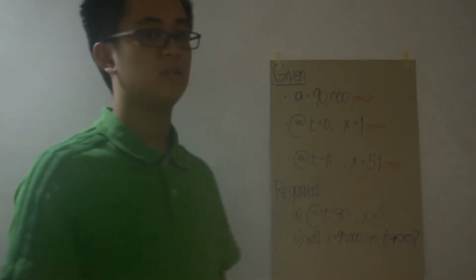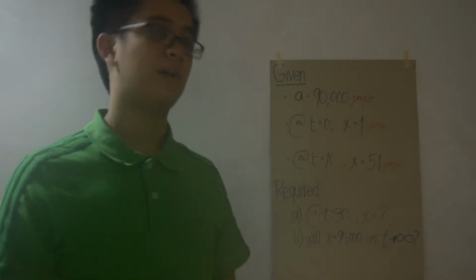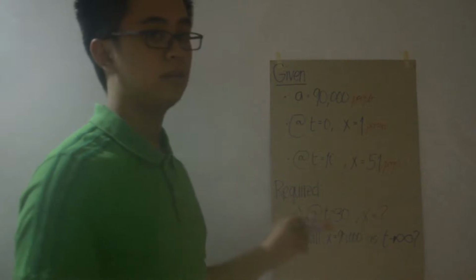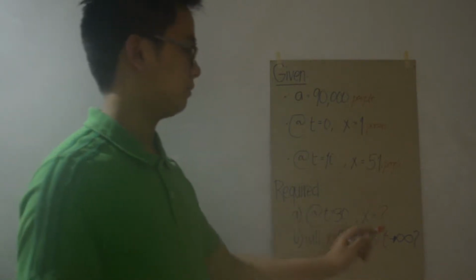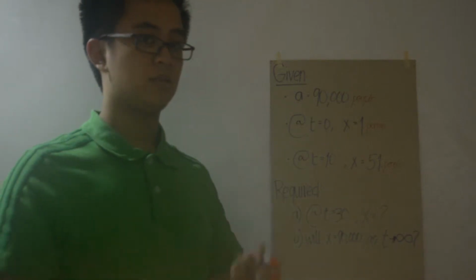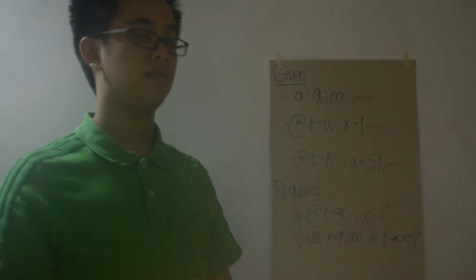The first question is: how many people will get infected after 30 days? We represent that as: at t equals 30 days, what would x be? The second question is: will x be equal to 90,000 as t approaches infinity?